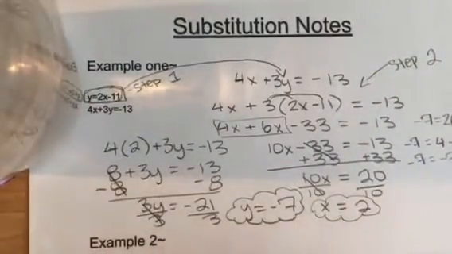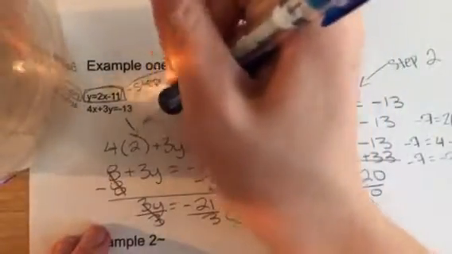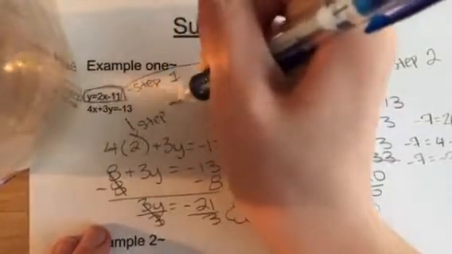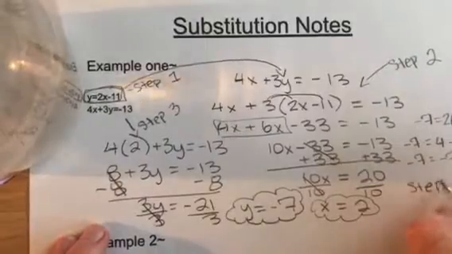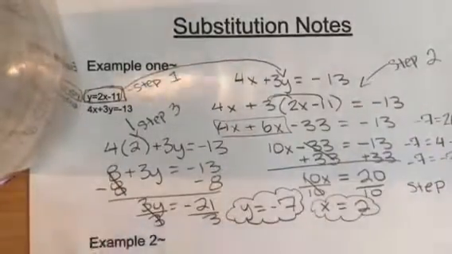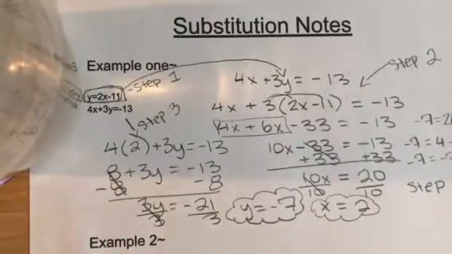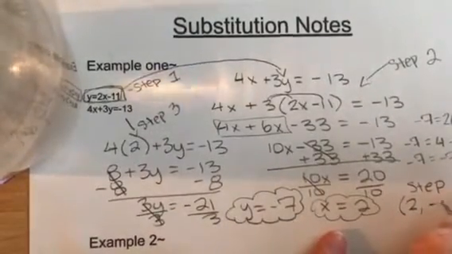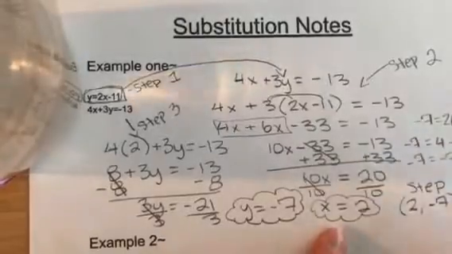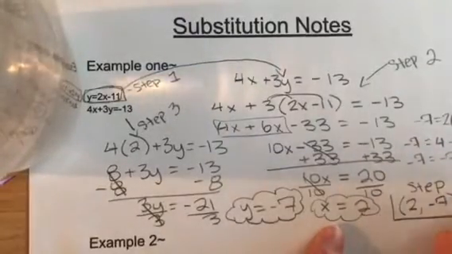So the last step is step 4, write your answer as an ordered pair. So our ordered pair would be 2, negative 7. Remember, because it's x, y. Don't forget to box your answer.